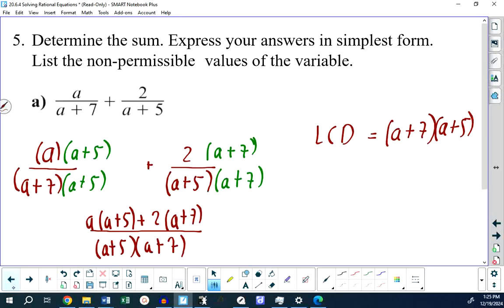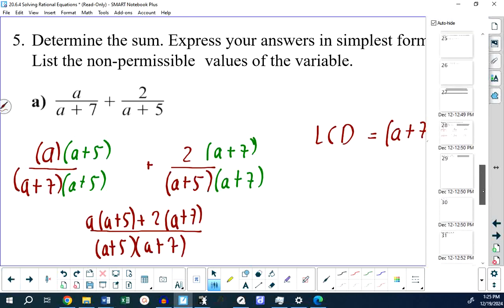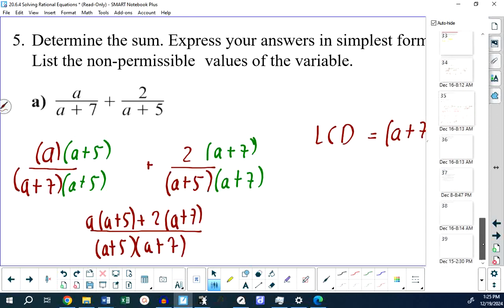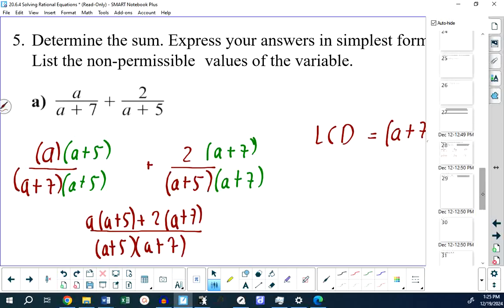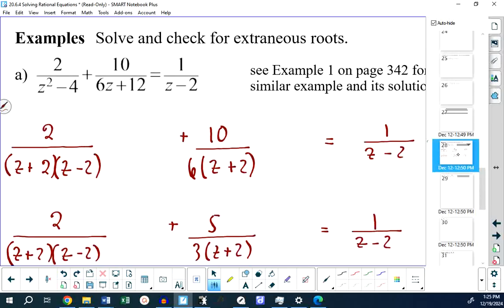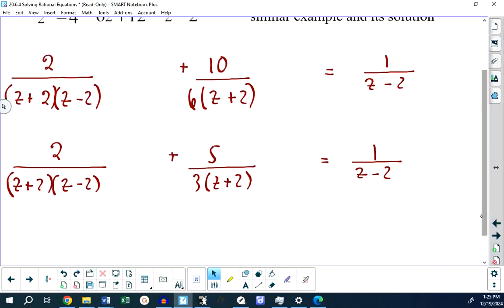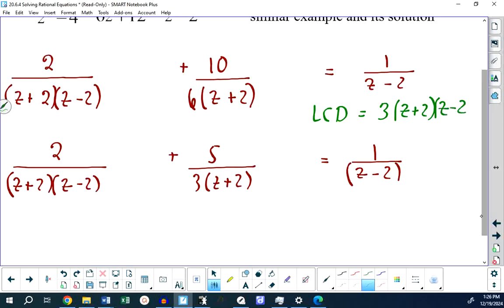Let's go back now to the question that we're working on. Let me unfreeze that. We still find a lowest common denominator here. Okay? We're still going to find a lowest common denominator. And it's pretty easy. The lowest common denominator would have to contain a 3, a z plus 2, and a z minus 2. Just ponder that for a second.